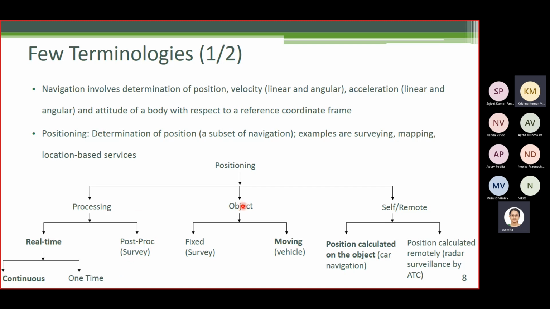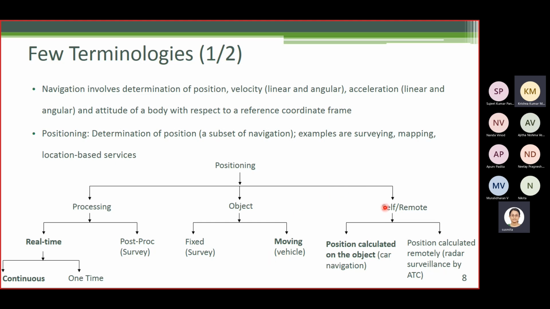The next classification is based on the kind of object that is navigating. It can be a fixed object. For example, in survey applications, we are interested in finding boundaries of places, so there the objects are fixed. It can be a moving object also. For example, any vehicle you take will be a moving object when it is moving.